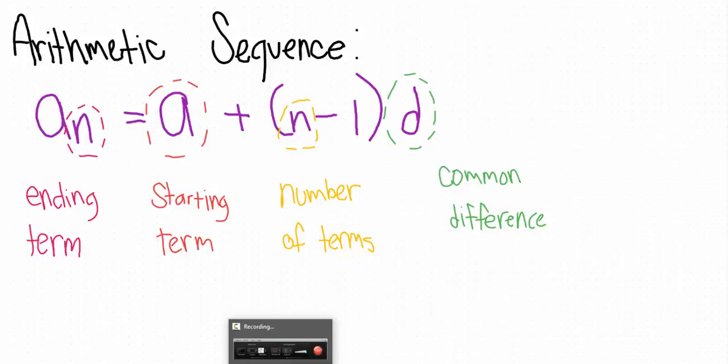The n in an stands for the ending term in the sequence. The a alone is the starting term. The n alone is the number of terms in the sequence. The d is the common difference.